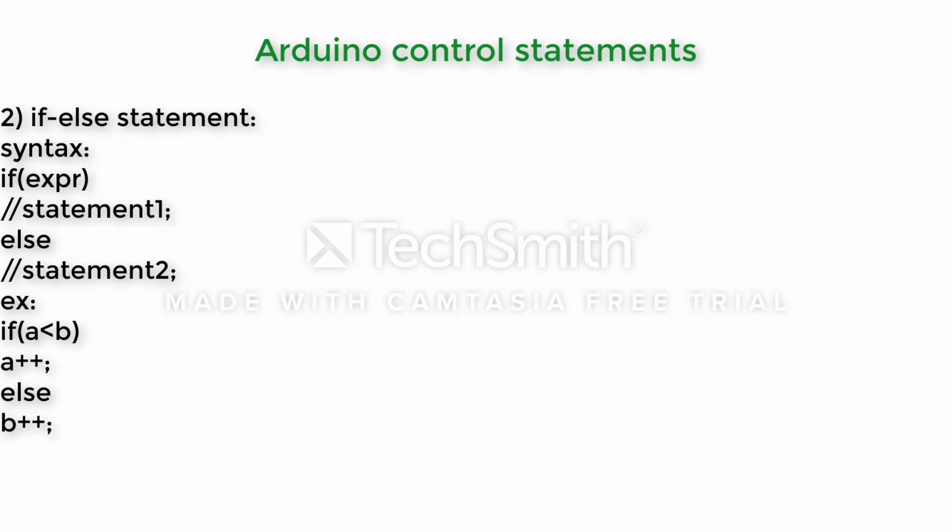Number 2. The if-else statement. In the if-else statement, the if contains an expression, condition, and if it is true, statement 1 is executed, or the group of statements below it is executed. Otherwise, if the conditional expression is false, then the statements under else is executed, or the statement 2 is executed. Let us take the example where if a less than b is true, a++ statement is executed, else b++ statement is executed.